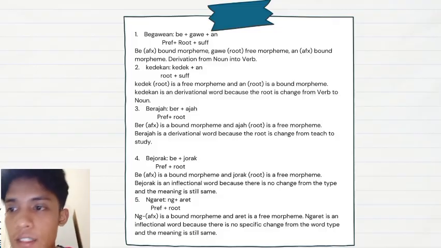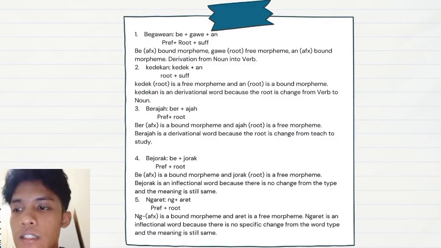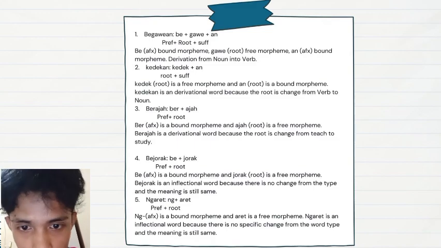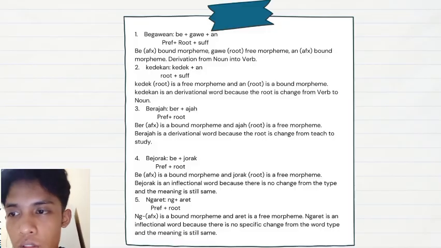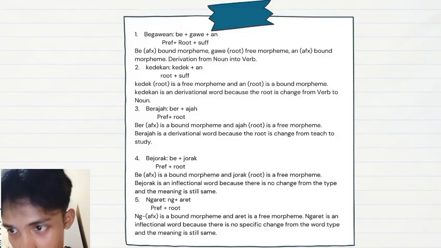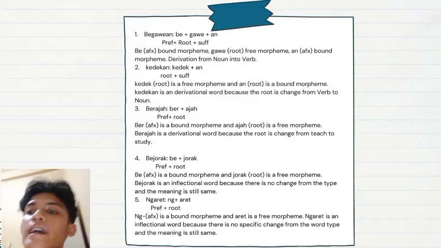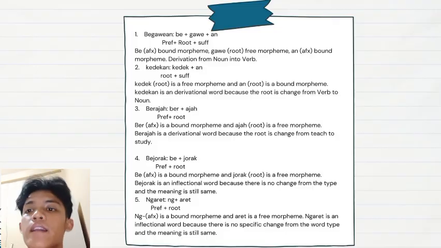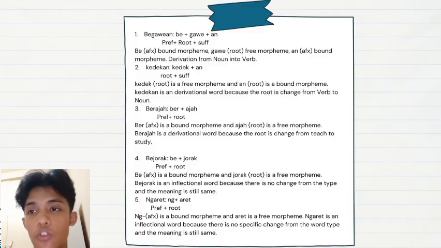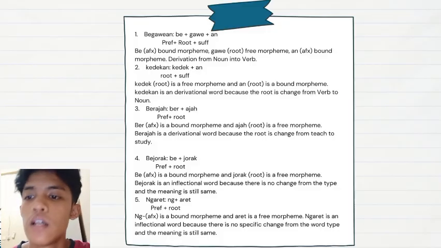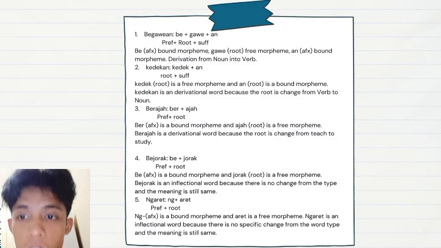The second is kadekan. Kadekan is created by just two morphemes. The first is kadek. Kadek is a root, and an is a suffix. Kadek, the root, is a free morpheme, and an, as an affix, is a bound morpheme. Kadekan is a derivational word because the root is changed from a verb to a noun.